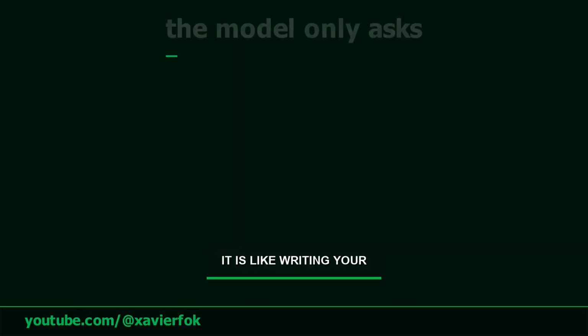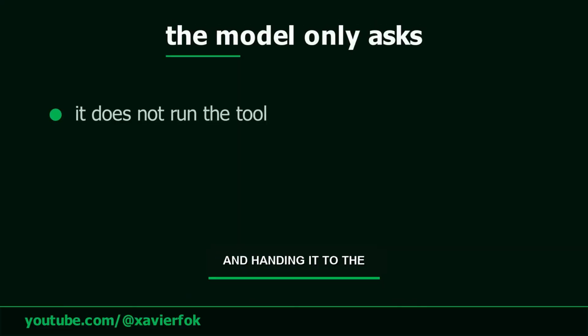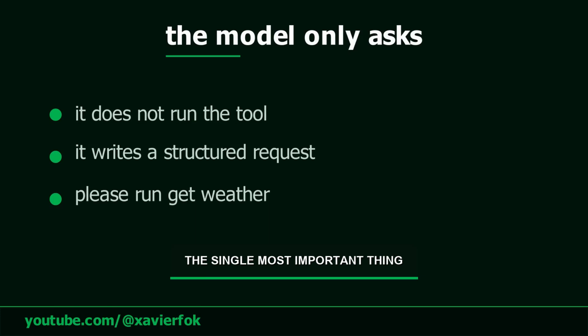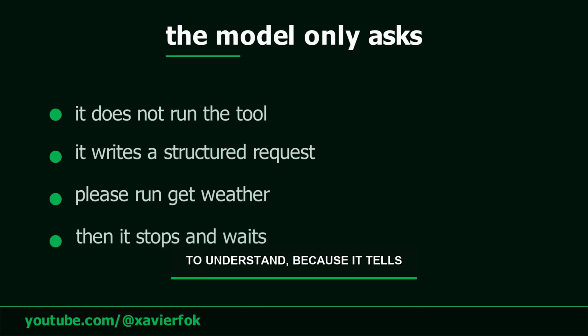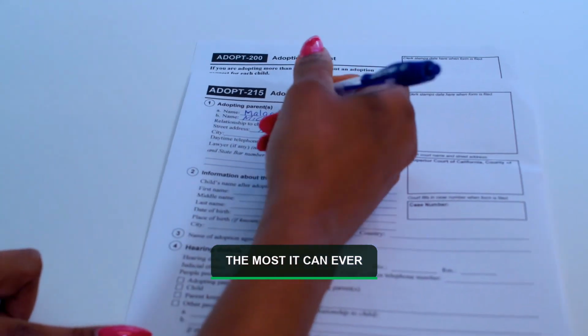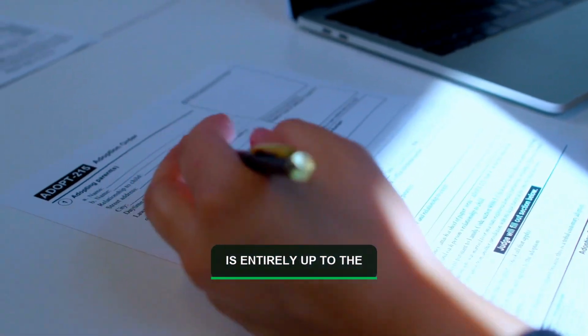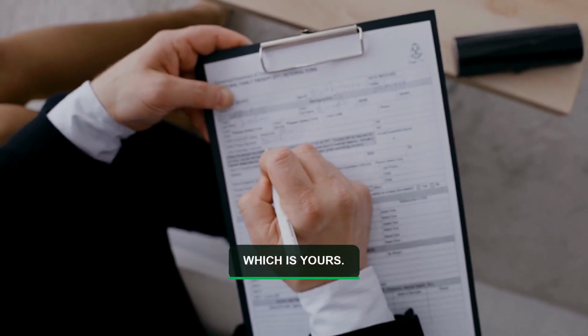It is like writing your order down on the slip and handing it to the waiter. You have not cooked anything. You have just clearly stated what you want. This is the single most important thing to understand because it tells you that the model never has direct power over anything. The most it can ever do is ask. Whether that request actually gets carried out is entirely up to the code on the other side, which is yours.